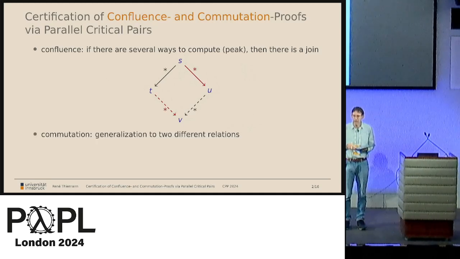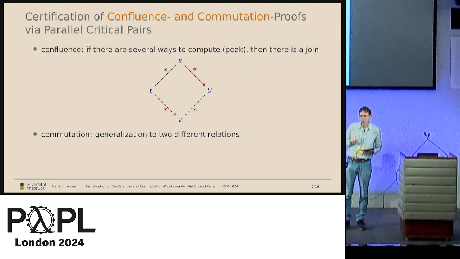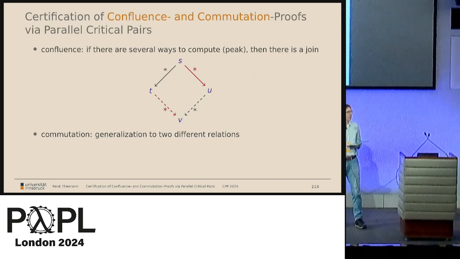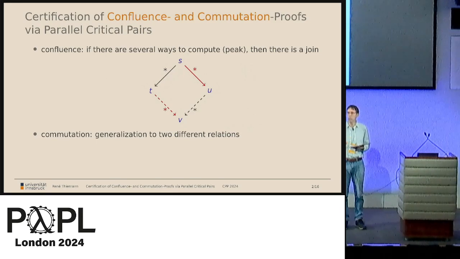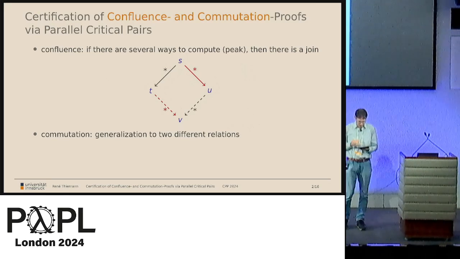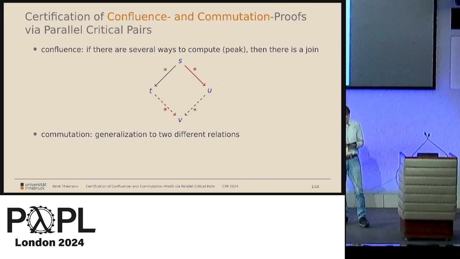Commutation, on the other hand, is a generalization of confluence where we now have two systems. So we have, say, the original program in black and an optimized program in red, and then we want to relate these programs so that they are equivalent, so to say, that they can simulate each other. And of course, if we choose red and black to be the same, then we end up with confluence, so the previous notion.